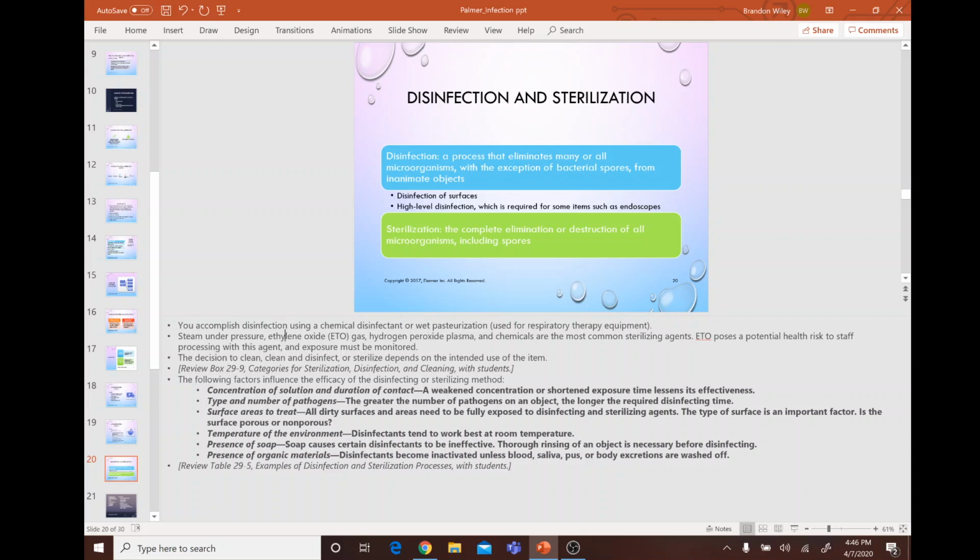So what do you think disinfection means? A process that eliminates many or all microorganisms with the exception of bacterial spores from inanimate objects. What do you think sterilization means? The complete elimination or destruction of all microorganisms, including spores. So I have some things in bold right here. I want you to just take a moment and read those, please.